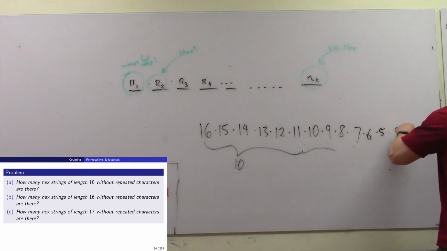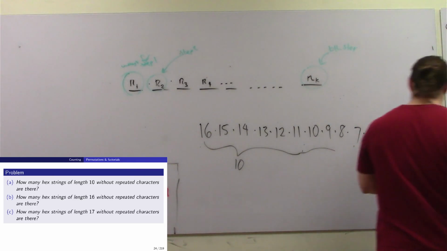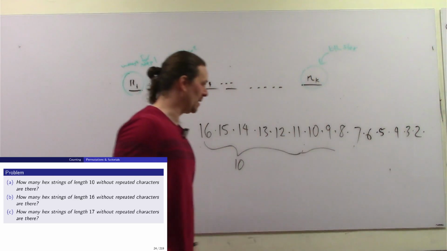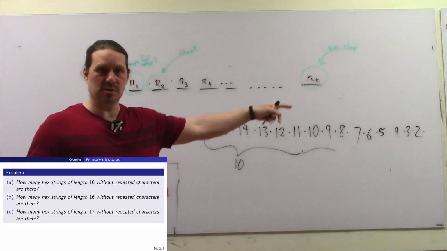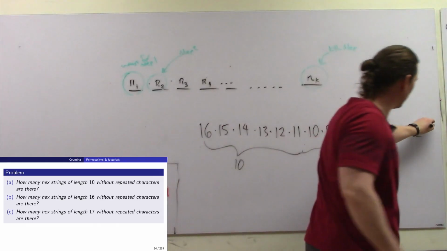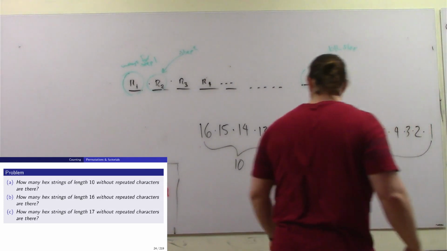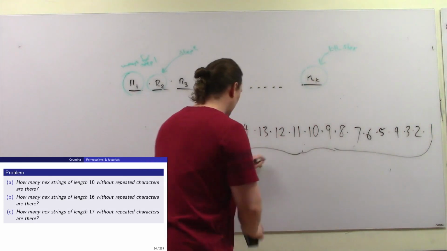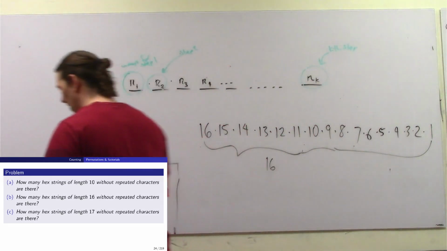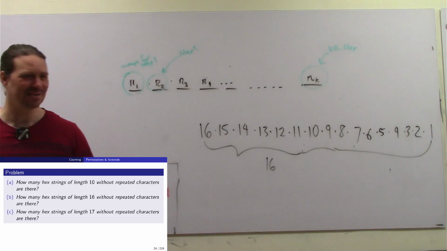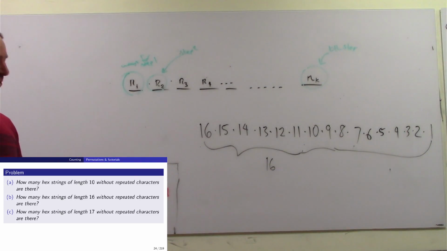5, 4, 3, 2. And the final character, just like in the sumo wrestling example, there's only 1 option, right? You don't have any choice. Whatever character is left over goes there. Okay? So there's 16 of these. And now I see this very valid point in the chat. It'd be really nice if we had factorials here, but we'll get there in a moment.